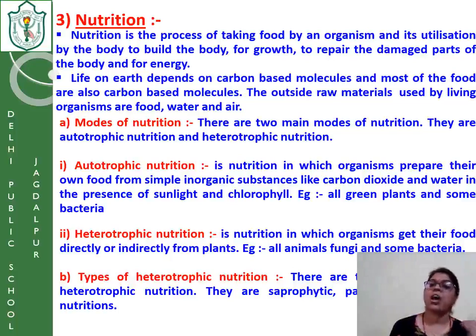Everybody knows why food is necessary for a living thing. Without food, we cannot survive. Why? Because food is made up of different types of nutrients. We have carbohydrates, proteins, fats, minerals, and vitamins. All these different nutrients are needed by the different body parts for different types of functions.